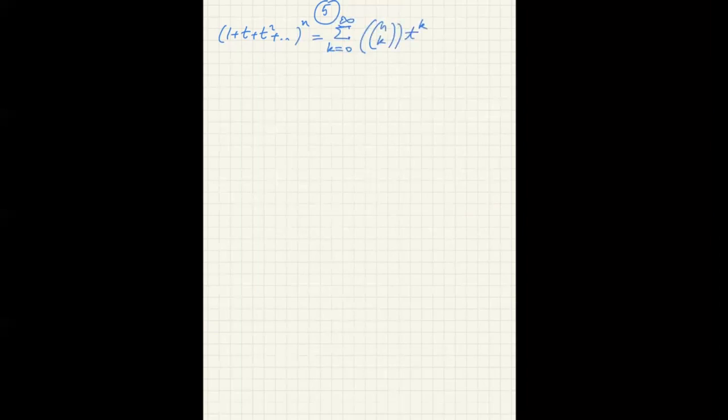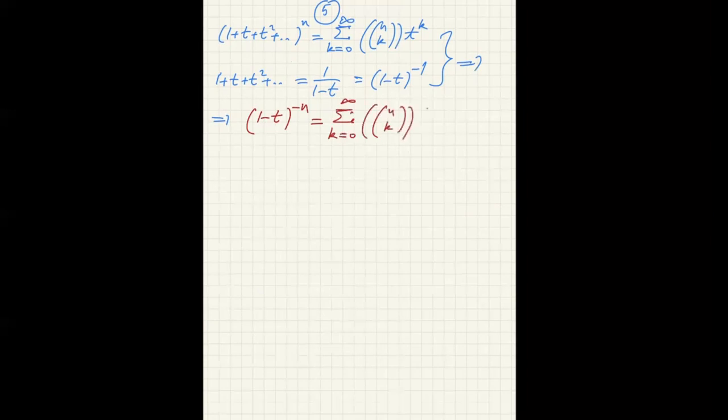But now we remember that 1 plus t squared is this geometric formal power series. This equals 1 over 1 minus t, and it's the same thing as 1 minus t to the power minus 1. So from these two relations, what we get is that 1 minus t to the power minus n, let me put it in red so we remember it, is going to be the summation for k from 0 to infinity of this parameter times t to the k.